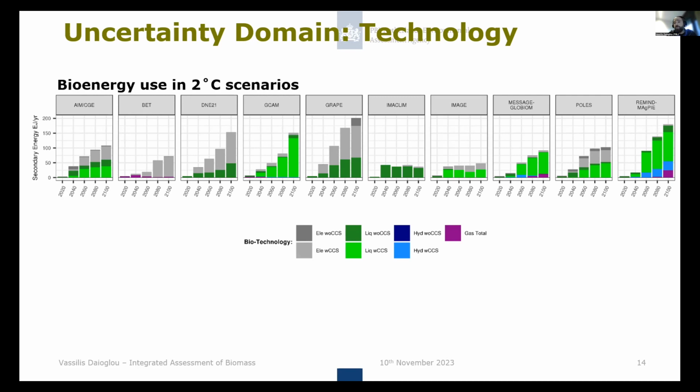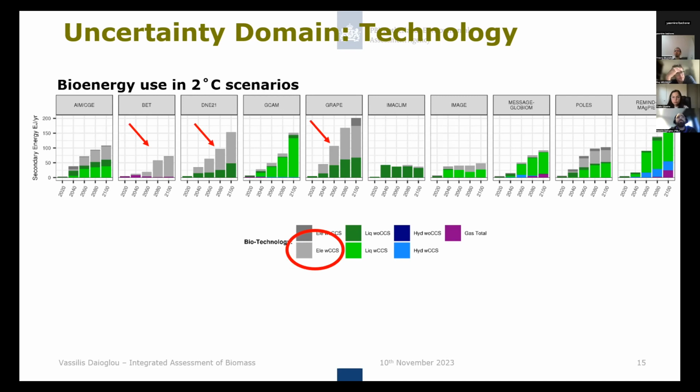And the second thing I want you to focus on is the technology use, so the different colors. We see models that focus on bioenergy with electricity. We see models that focus on bioenergy with liquids. We see models that are a little bit of both electricity and liquids. And then we see models that have a different thing. They might even produce hydrogen. So there's a huge variation in how the models use the bioenergy. So while in some cases they may agree on the volume, how they use it is very different.